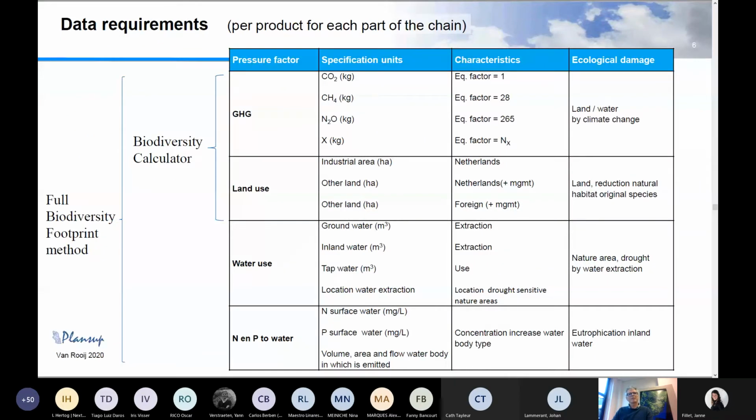So what type of data do you need? Well, you need greenhouse gas information, and you need information on land use, in particular from the raw materials. For a calculator, you only need those two. And if you want to do the full method, then you also need information on water, nitrogen and phosphor, and the impact of that. Next slide, please.